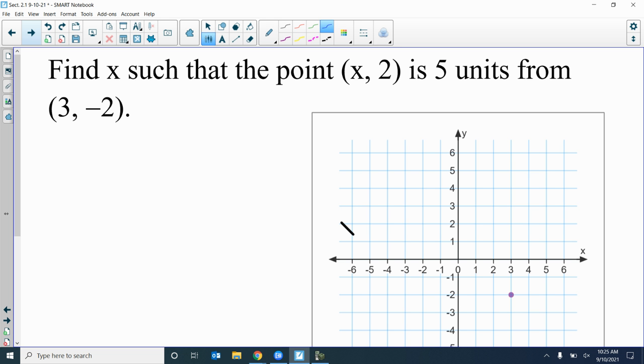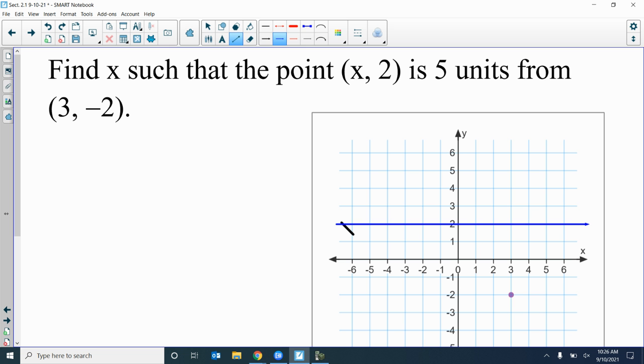Okay. So it has to have a y value of 2. So it's going to have to lie somewhere on that line. Okay? Can it be straight up from that point? No, because if you go straight up, what's that distance? That is 1, 2, 3, 4. If you go up 5, you're not on that line.